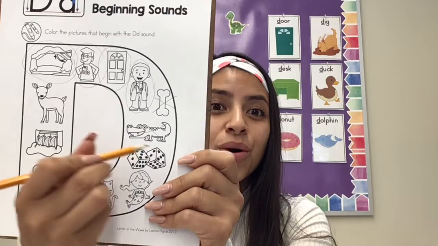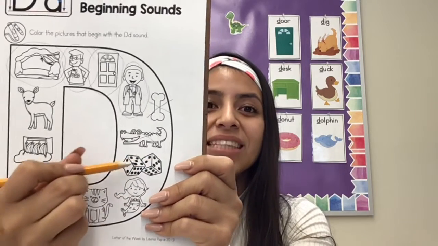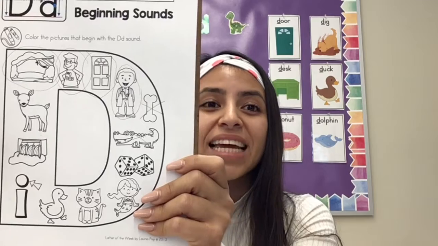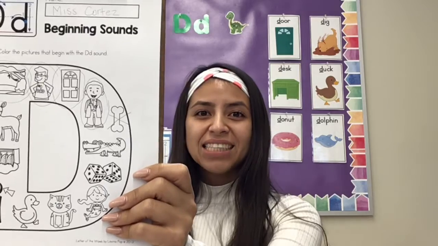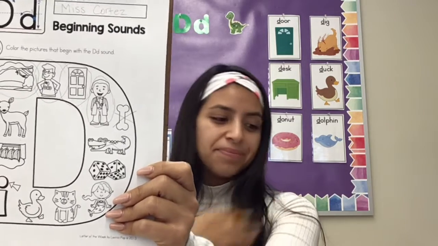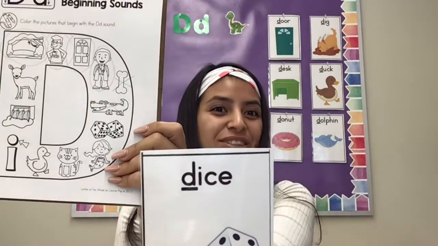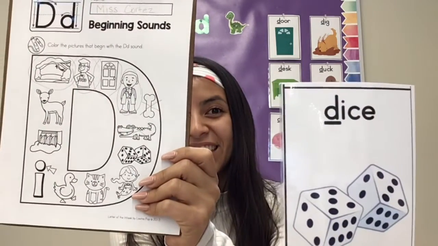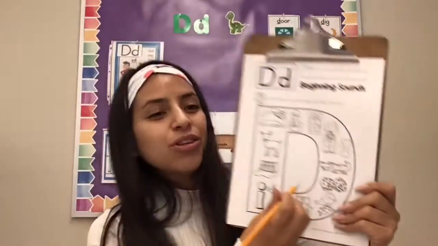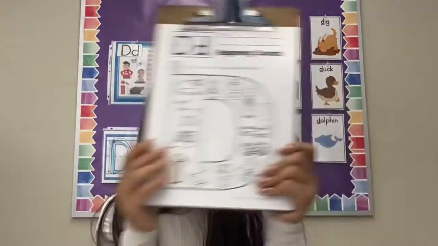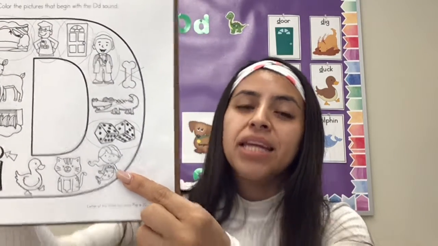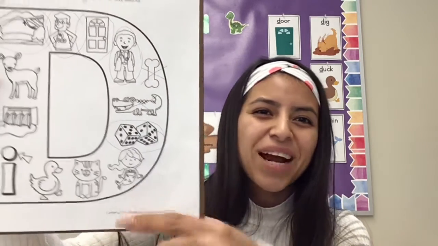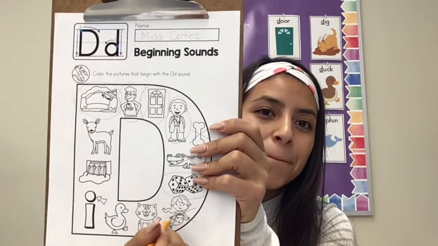Now move down to, we're going to be using these a lot this week. This is called dice. Everyone say dice. Dice. Does dice begin with the D sound? Let me check. Do you see the D at the beginning of dice? Yes, I do. So go ahead and circle your dice. All right, now I'm going to move on to my next picture. I see a mermaid. Mermaid. Do you hear the D sound? No, right? So you're going to put an X on the mermaid.